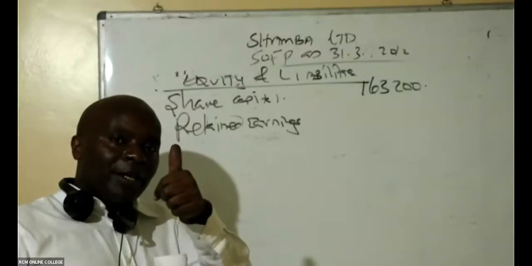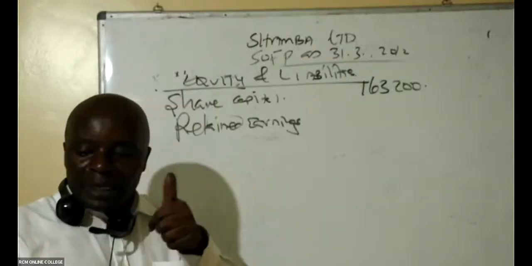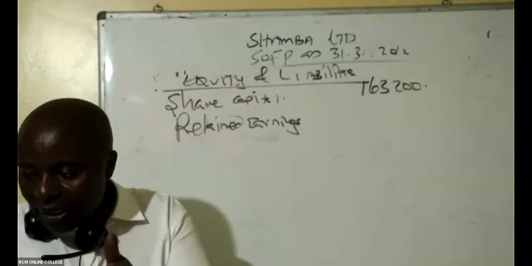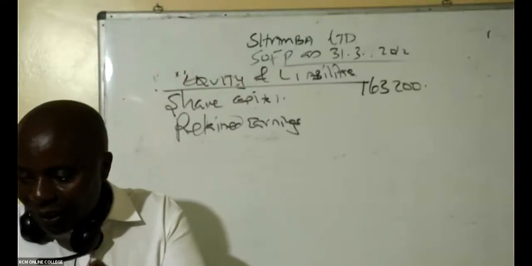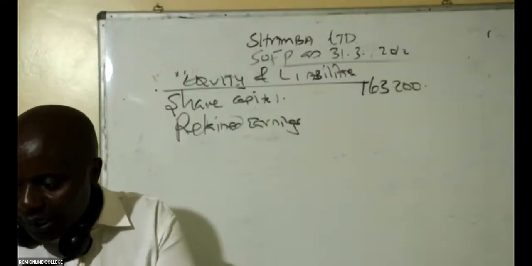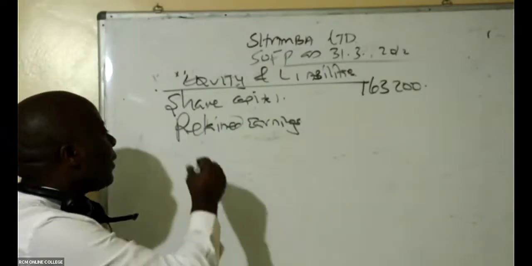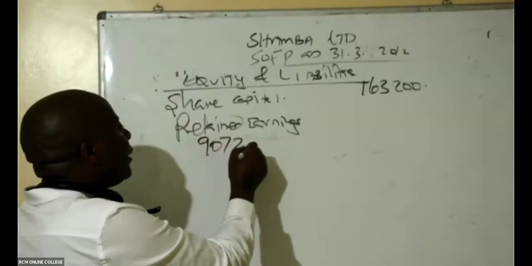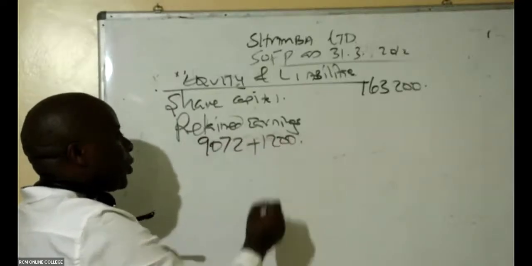Carried forward in the income statement. Are you able to remember that figure? Was it 90? Is there somebody who is able to remember that figure really? 9,072. So 9,072, and then remember there are some special retained earnings.